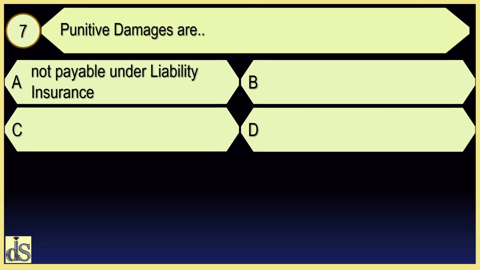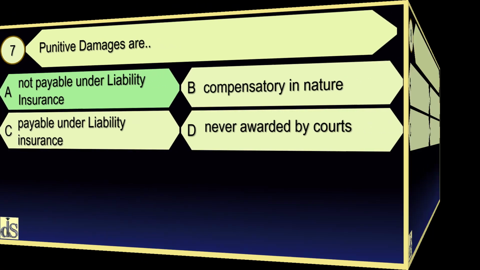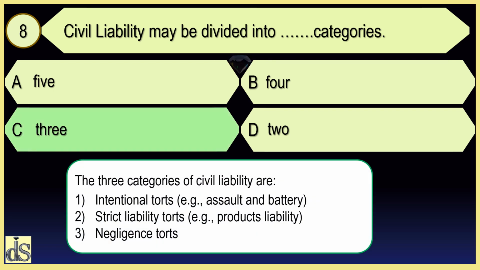Punitive damages are not payable under liability insurance. Civil liability may be divided into dash categories. 3.